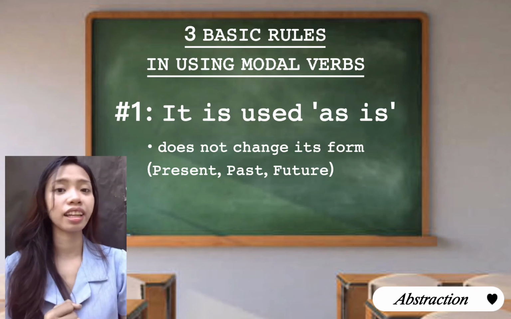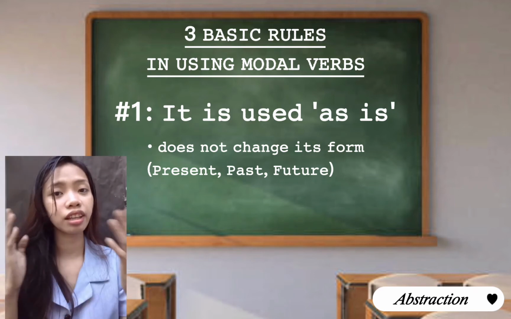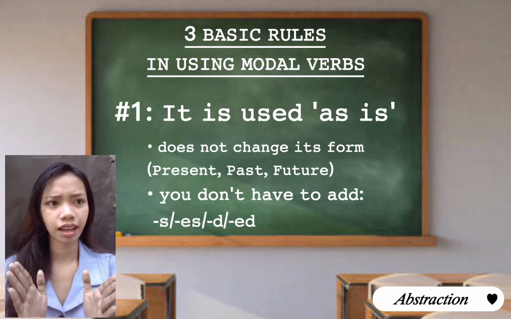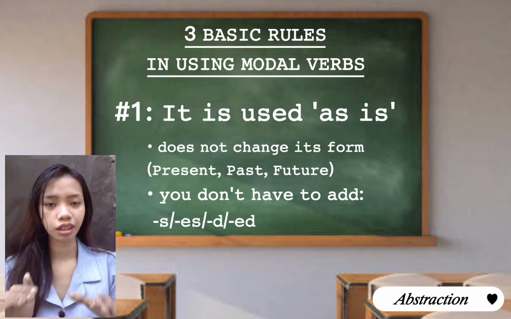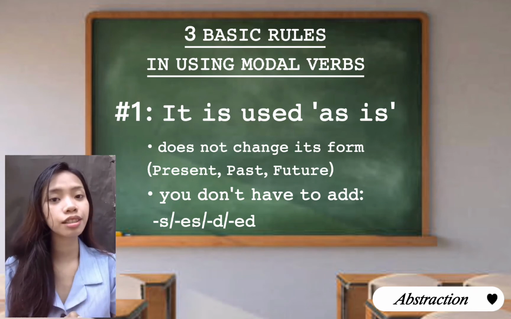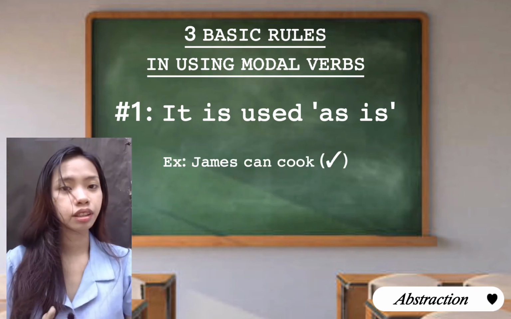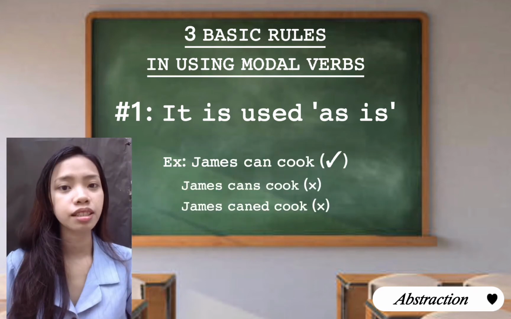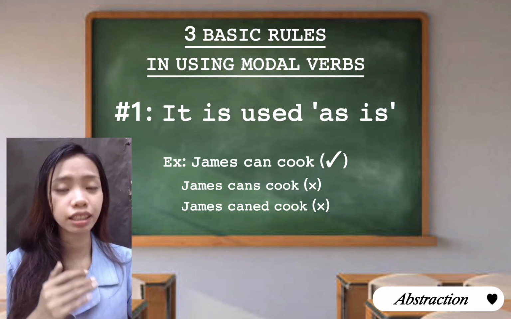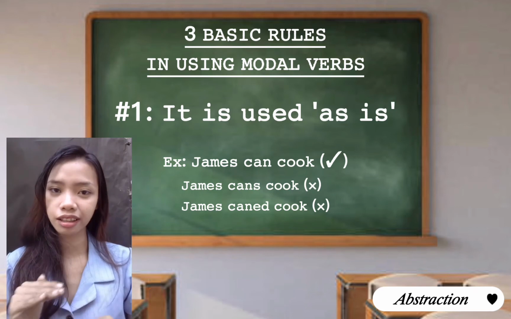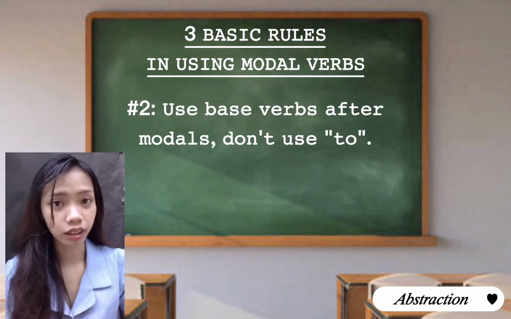In short, can is used as can, as well as could, shall, should, and so on. You cannot add s, es, d, or ed just to change its form because it is used as is. For example, James can cook. You cannot say James cans cook. You can't even say James can't cook. That's wrong.